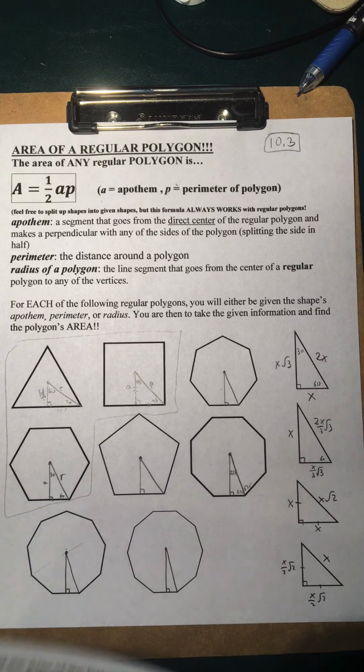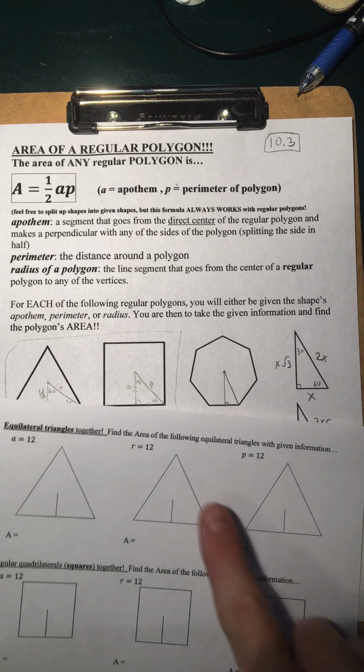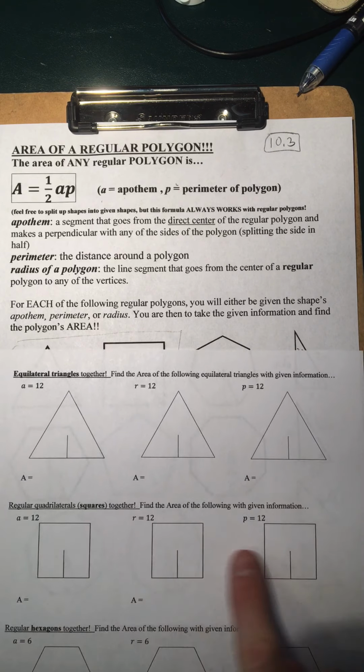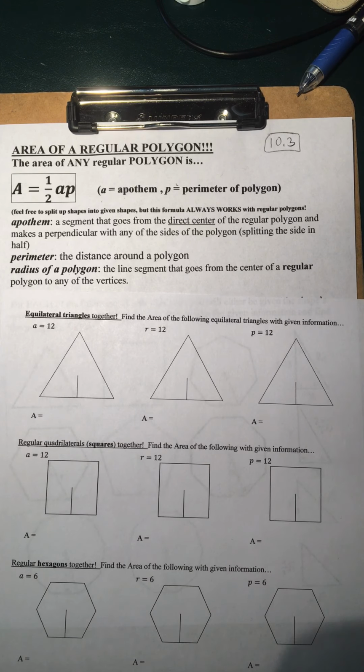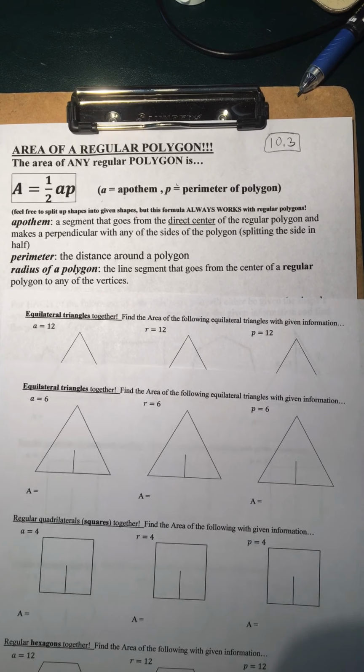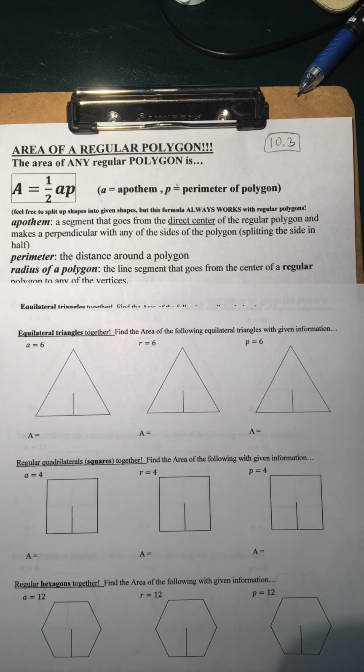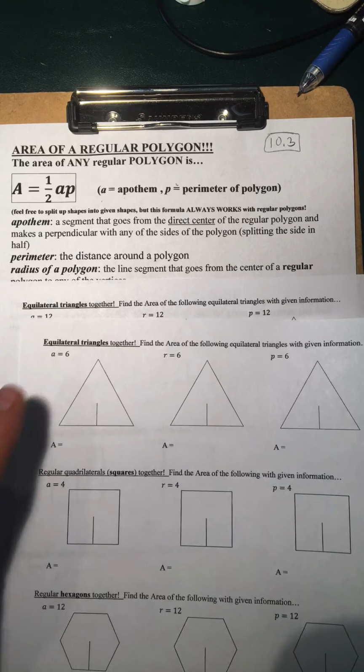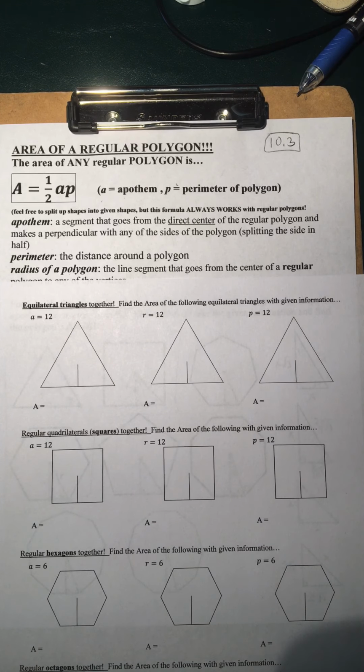But this is the intro, and now in just a minute, we're going to try to find the areas of 3 triangles, 3 squares, and 3 hexagons. Then for homework, you're going to do these 9 questions here, which are pretty much going to be the same as these, just with different numbers. So click on the next video for how to find the area of these 9 shapes.